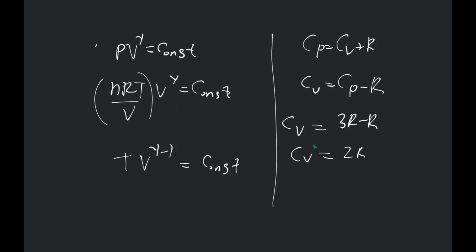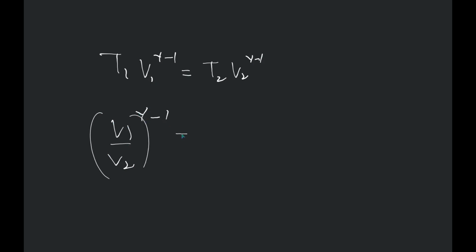So I got the value of gamma as well. Gamma is Cp by Cv, which is 3 by 2. So I'll have the equation T1 V1 raised to power gamma minus 1 is equal to T2 V2 raised to power gamma minus 1. Now I want the ratio of final temperature, T2 by T1. So V1 upon V2 raised to power gamma minus 1 is equal to T2 upon T1.